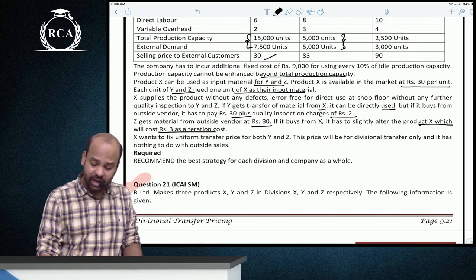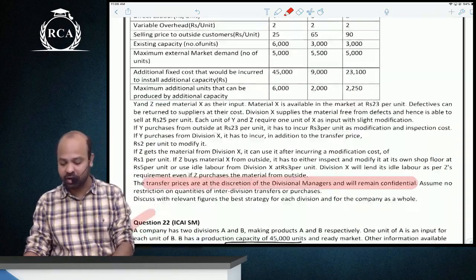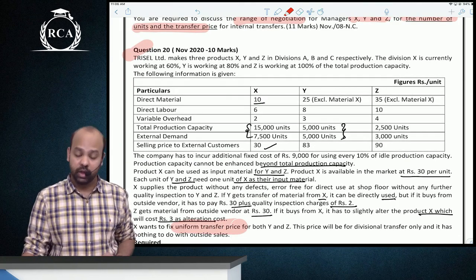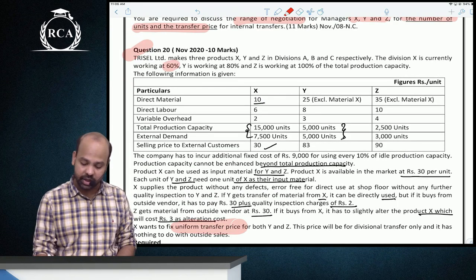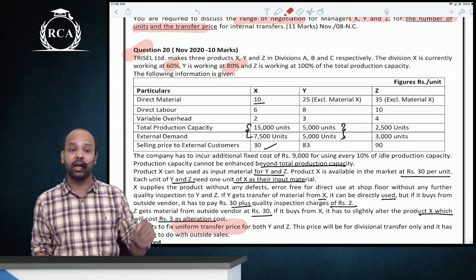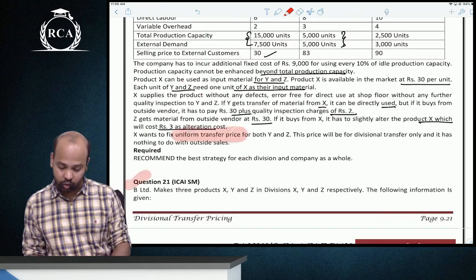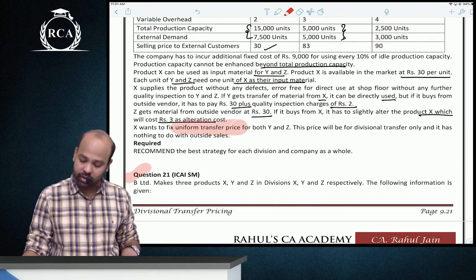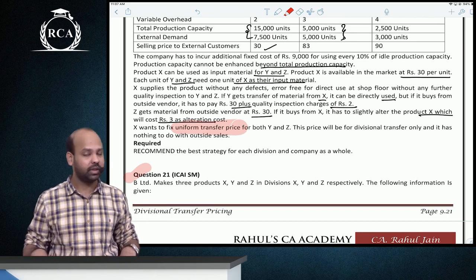X wants to fix, this is the real point of the question, a uniform transfer price. This is the main difference between question number 20 and question number 21. Apart from that, they went a little wrong in framing the question. Of course, they should have said that the company is currently working at 50% capacity for division X, and for division Y, that the company is currently working at 100% capacity. That should have been the right wording. But okay, while framing the question, they went a little wrong. They wanted to change the question, but the main point is that they want to fix a uniform transfer price for both division Y and Z. This price will be for divisional transfer only, and it has nothing to do with the outside sales.